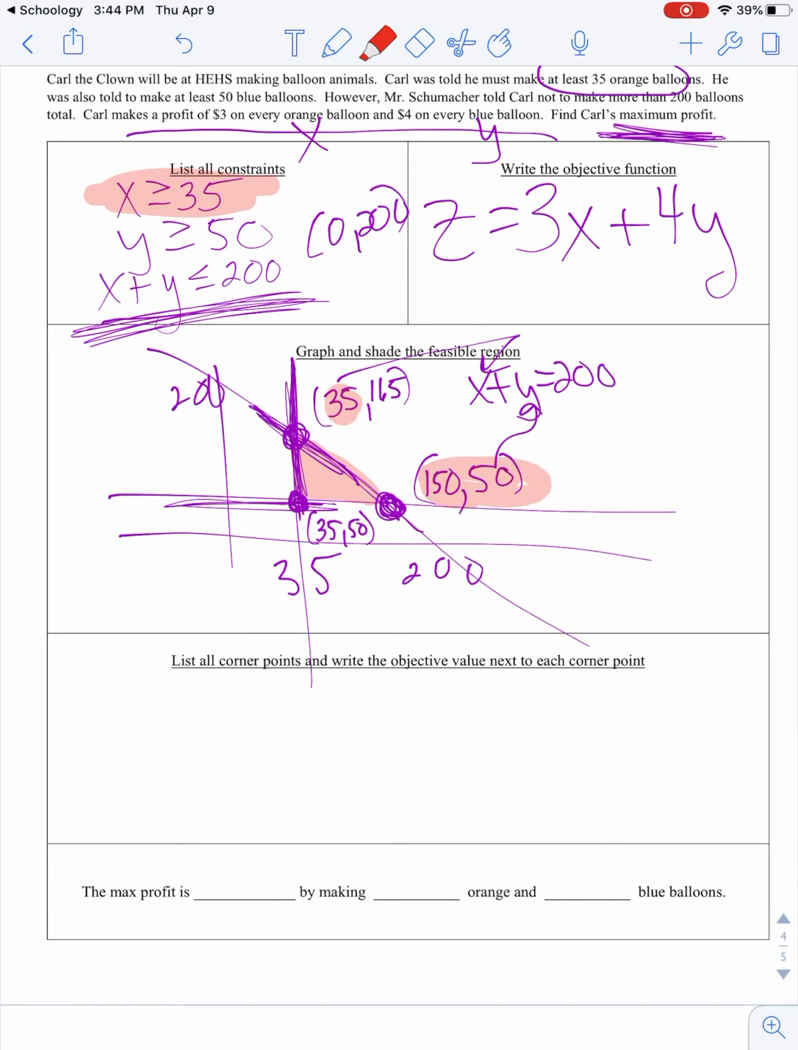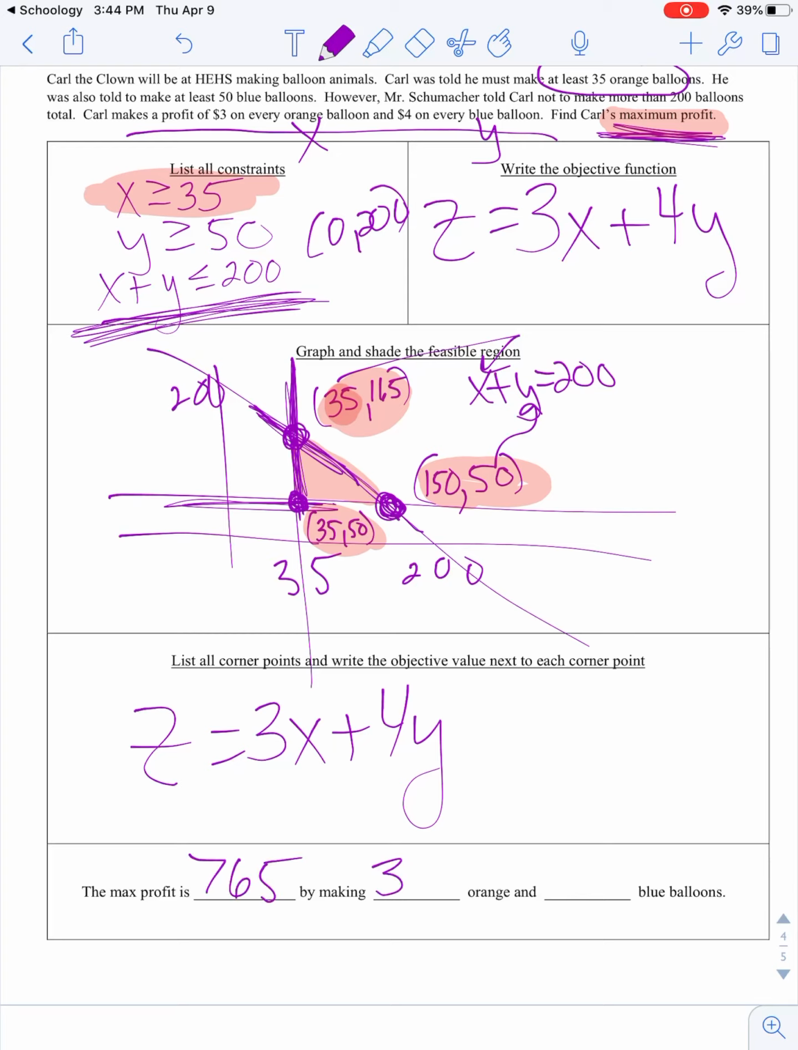So now you have your 3 ordered pairs, just like we did on the example above, and you're going to plug each of those into our objective function. Sorry, those 3 points are from the constraints. And so you take each of those and plug it in. You can see that on the answer key. And we were trying to maximize the profit. So your biggest number is the 765. So your max profit is 765 when we have the 35 and the 165.